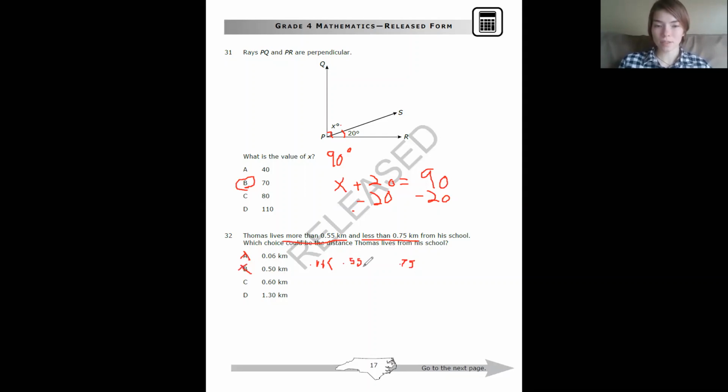0.60 kilometers, 0.60 is bigger than 0.55, and it's less than 0.75, because if we look at these numbers, 55 is smaller than 60, and 60 is smaller than 75. That means that it fulfills both of the requirements for the question, and C is our answer. If we looked at 1.3 kilometers, that would be way too big.